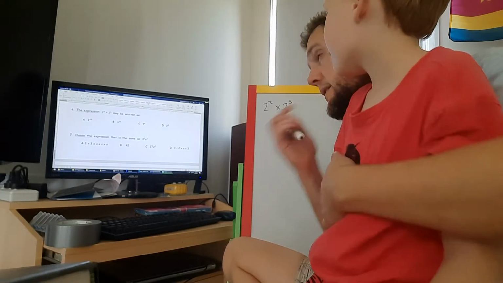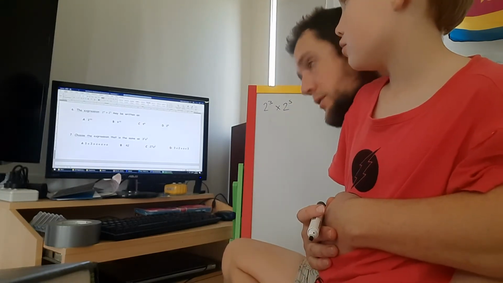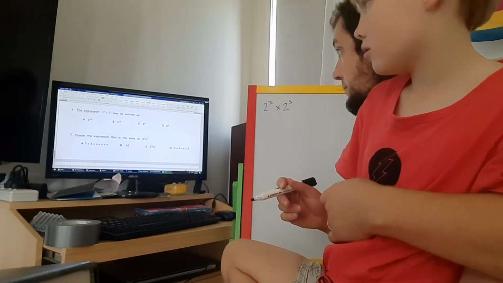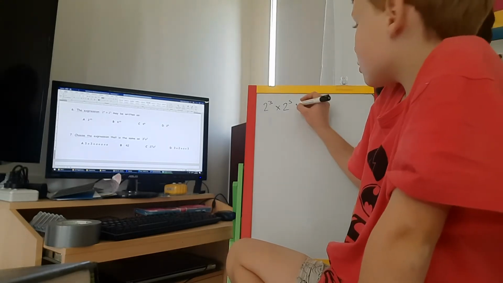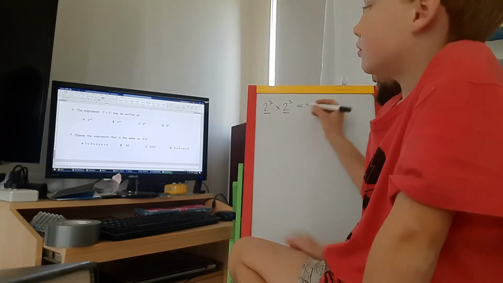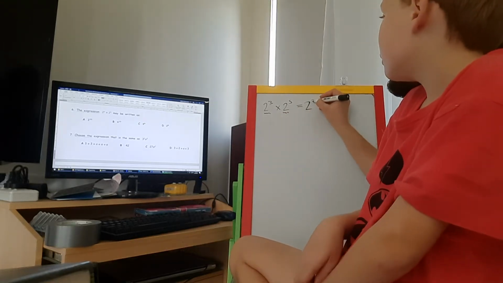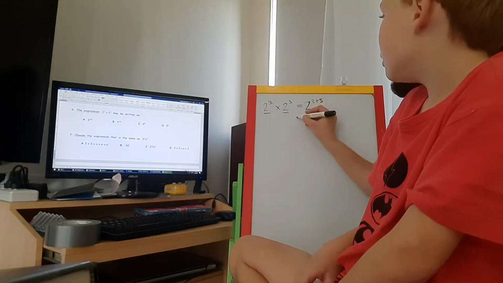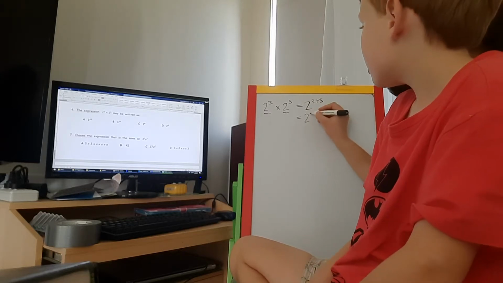Okay, now question 6, you need to remember some of your index laws. 2 to the power of 3 times 2 to the power of 5. The trick is that when you've got the same base, that's what's called the base there, 2, you can actually add the indices. So what's 3 plus 5? 8. 2 to the power of 8.